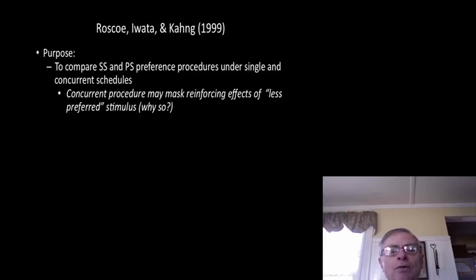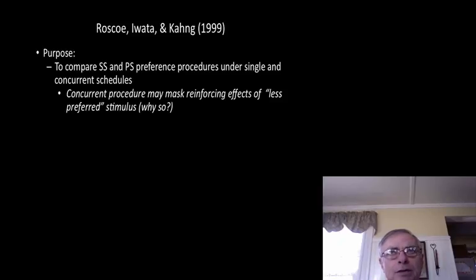Eileen Roscoe, Brian Iwata, and Sungwoo Kahng published an article in 1999. That article was to compare single stimulus and paired stimulus preference procedures under single and concurrent schedules of reinforcement. You studied concurrent schedules of reinforcement during the research methods class. Concurrent procedures may mask reinforcing effects of less preferred stimuli because you've got to choose one over the other.